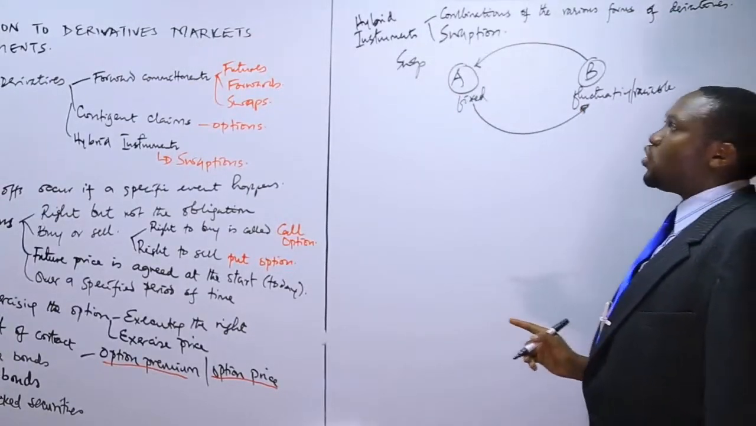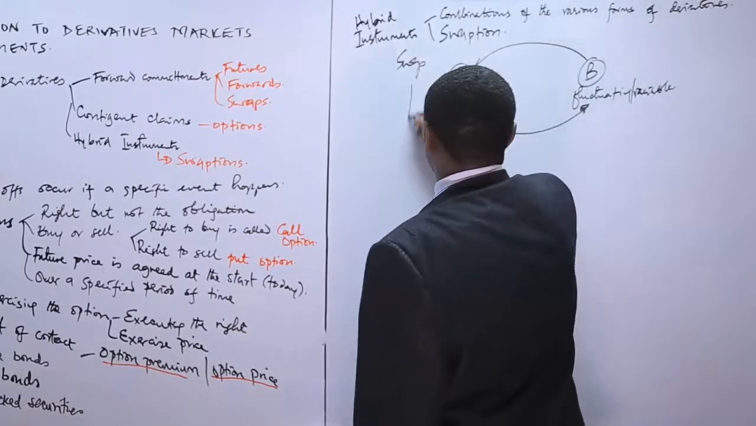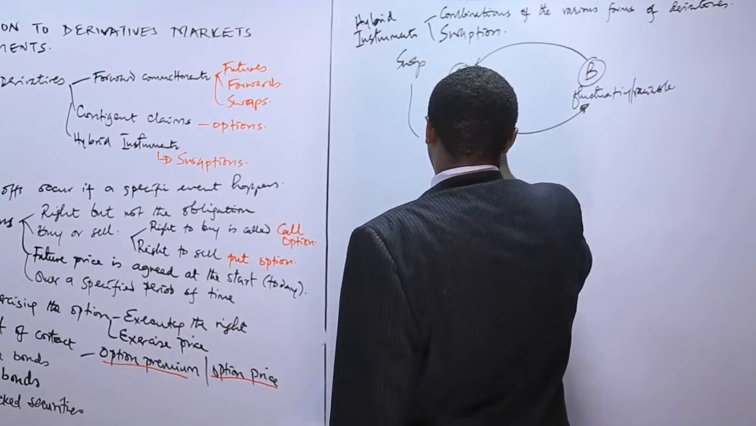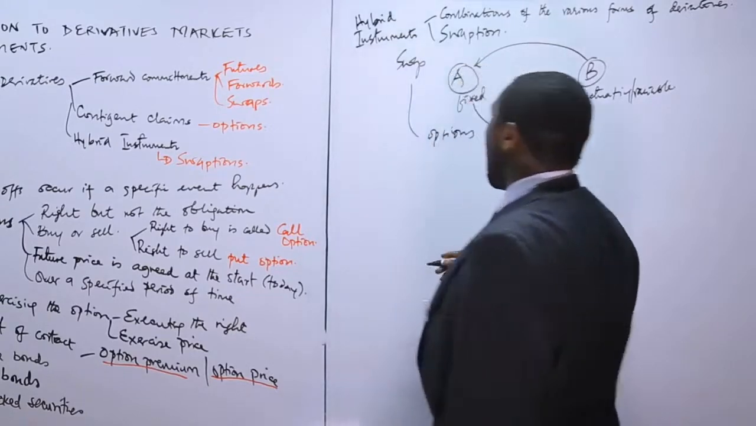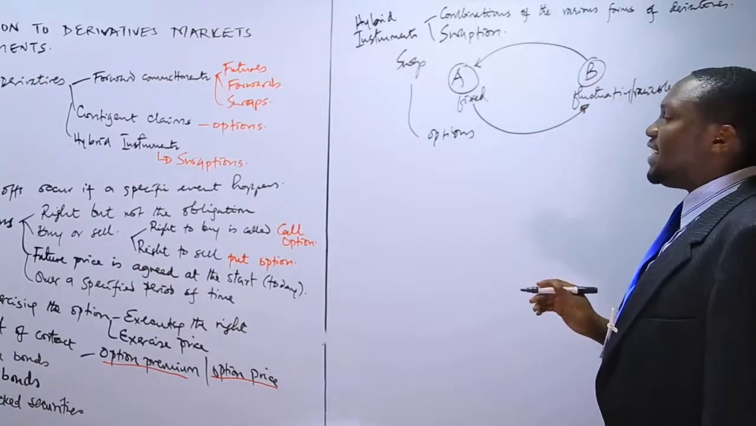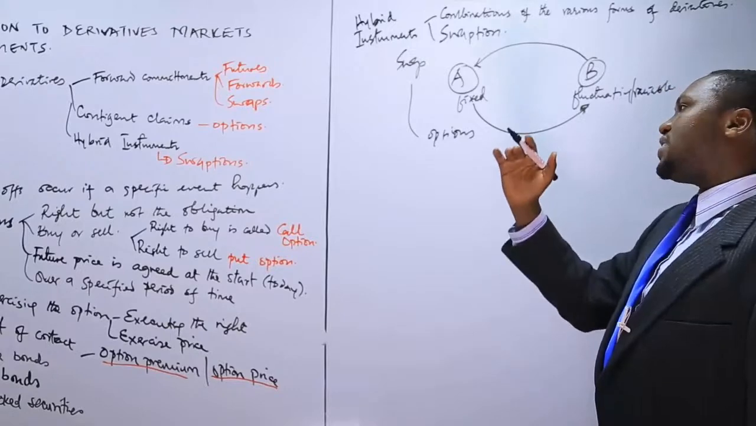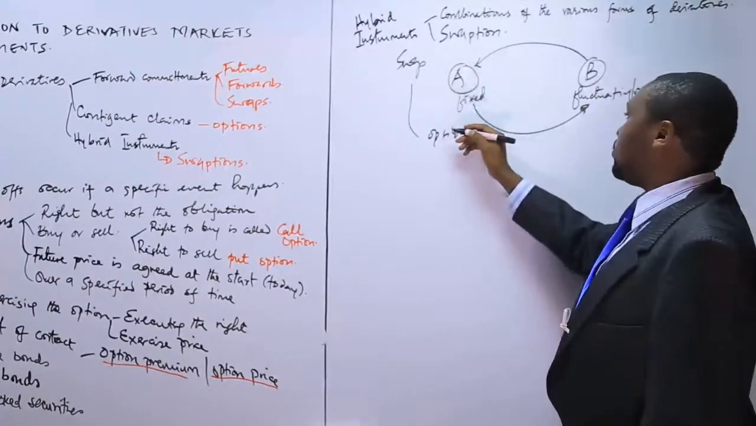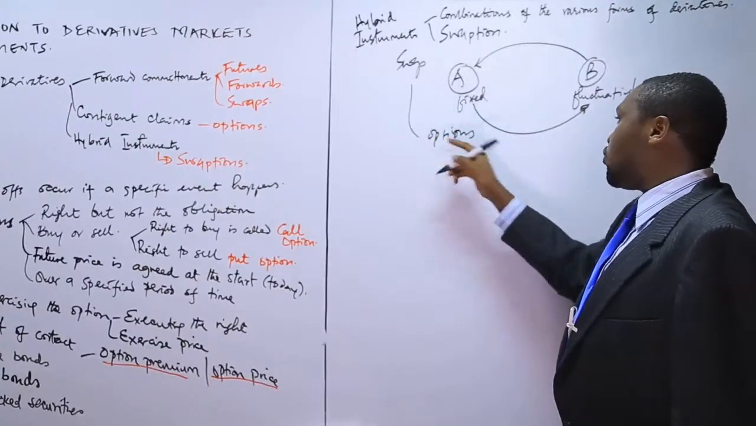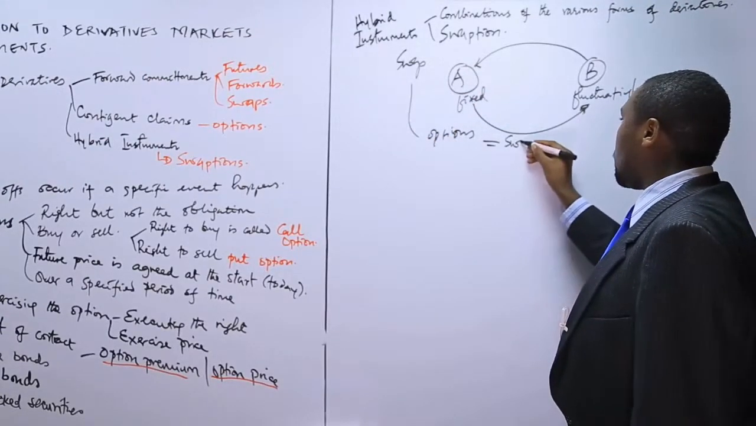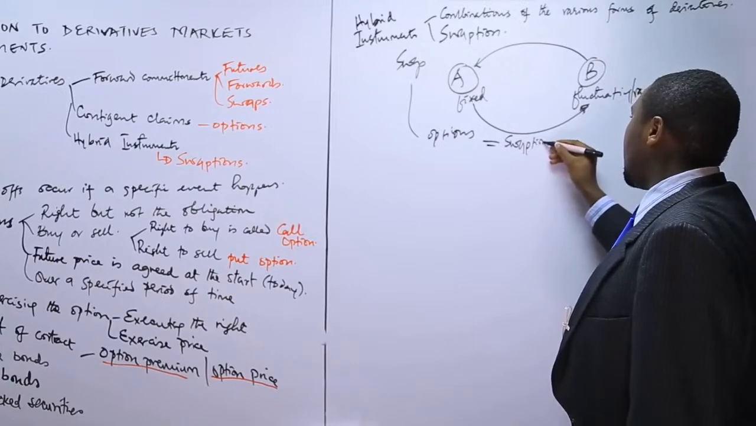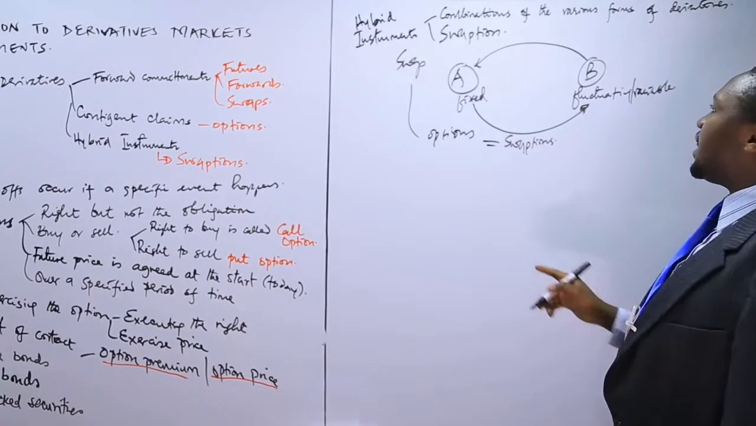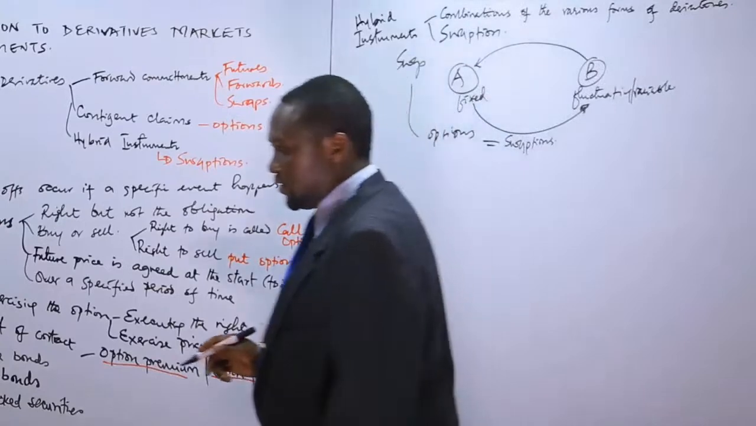What if this contract has options? Options that I will exchange when a certain interest rate is reached or when a certain interest rate declines. Then when that is combined with swaps, we have what? Swaptions. And that's how we get the hybrid instruments.